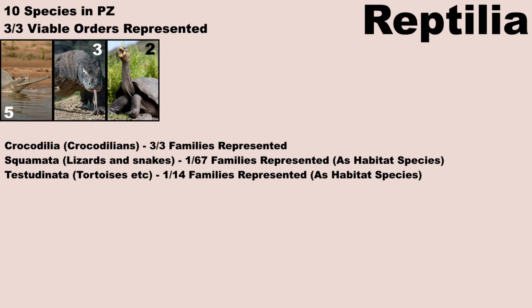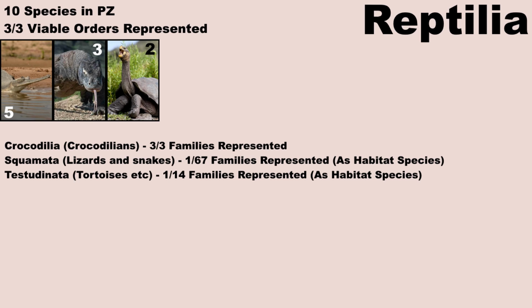But yeah, so we have Crocodilia, Squamata and Testudinata. So the crocodilians, lizards and snakes and tortoises. So crocodilians, we've got 3 out of 3 families represented, which is pretty good going. For the lizards and snakes, we've got 1 out of 67 as habitat species.